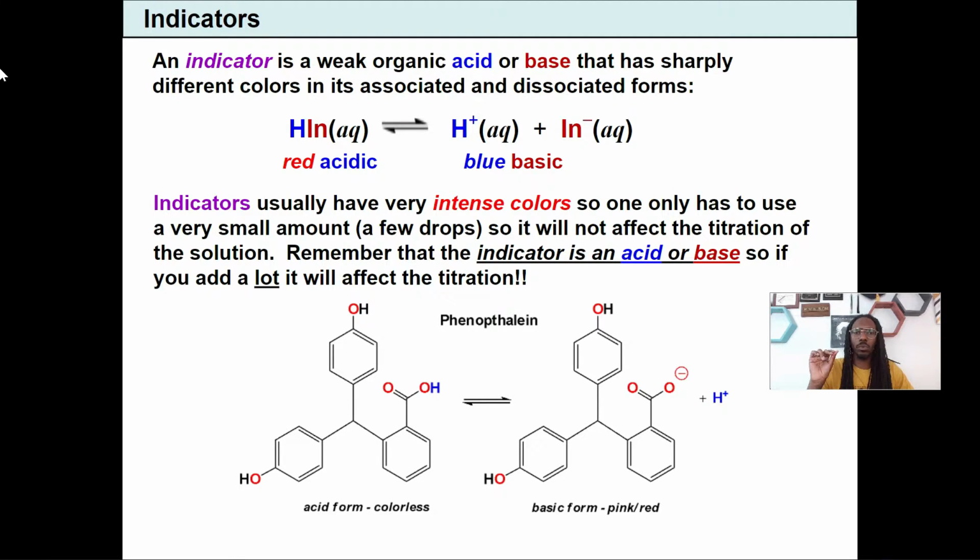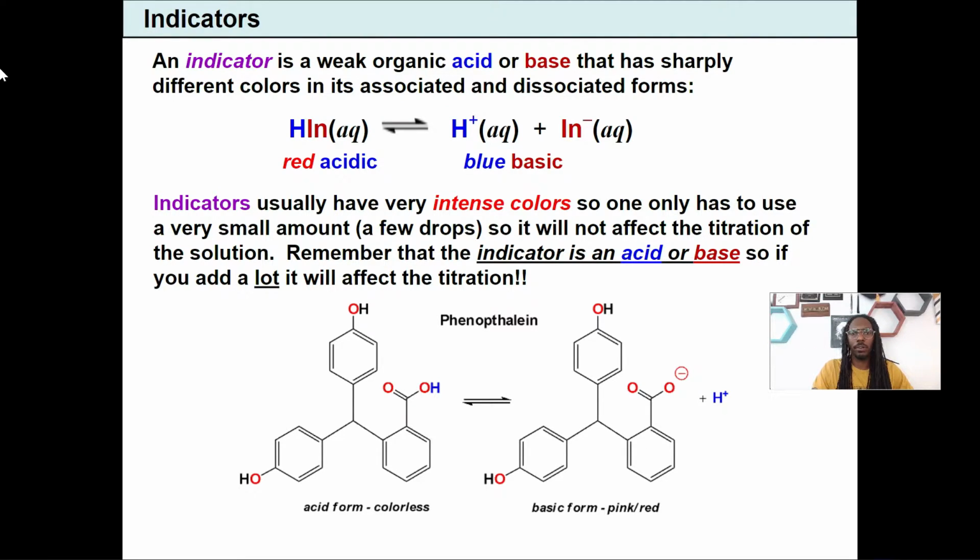All right, so most of the time, you're not using a super huge amount of these indicators. You're literally using a couple of drops in your titration. And a thing people forget is that these indicators are usually an acid or base. So if you add too much, it's going to impact your titration. That's the only reason why we add a couple of drops.